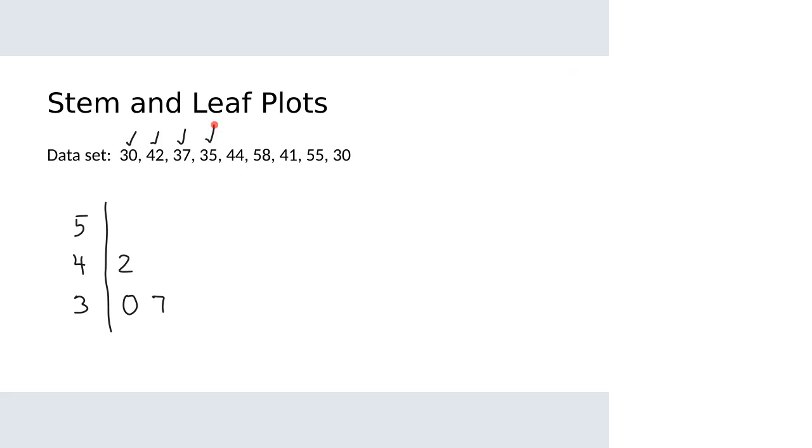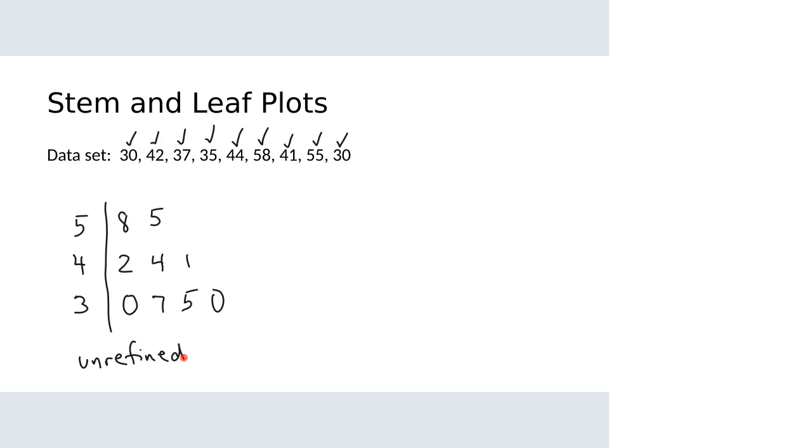Next is this 35, and then 44, 58, 41, 55, and another 30. And so I have this stem and leaf plot. What I have right now, though, is what we would call an unrefined stem and leaf plot.